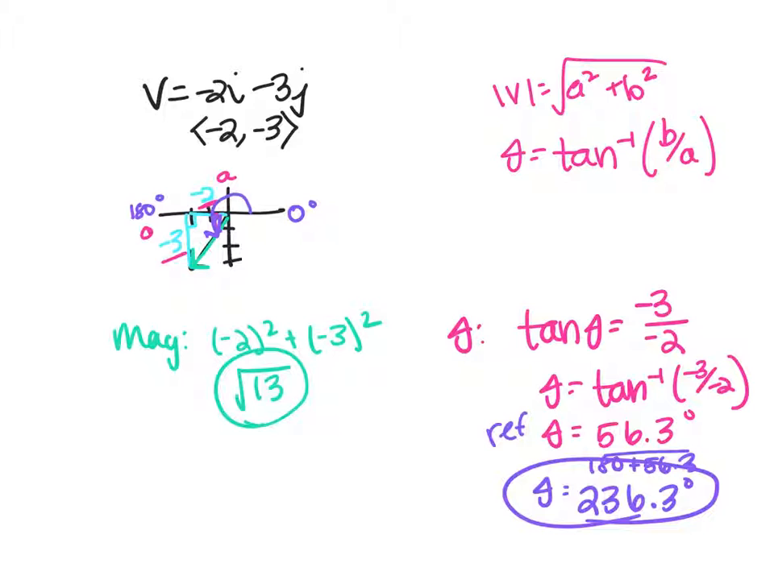So make sure as you solve these, you're drawing a picture and checking if your angle makes sense. Does it take you to the right quadrant? If it does not, then you'll end up either having to add or subtract from 180 or maybe subtract from 360.